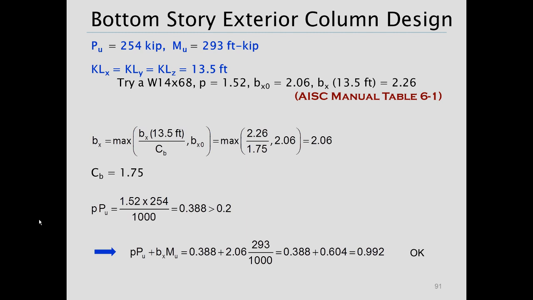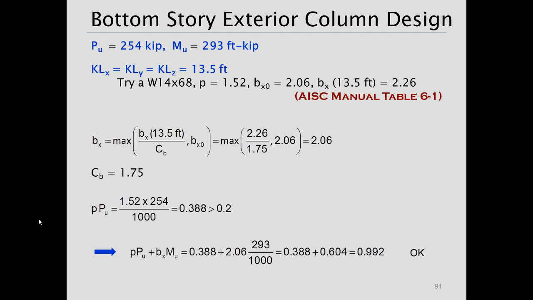Very commonly for a column design, BX naught is going to govern. We have a C sub B of 1.75 because of the pin base assumption here in our design. And so we move forward. Little p times PU gives us the axial load ratio. Once we divide that by 1,000, 0.388. That's greater than 0.2, so equation H1-1A governs.